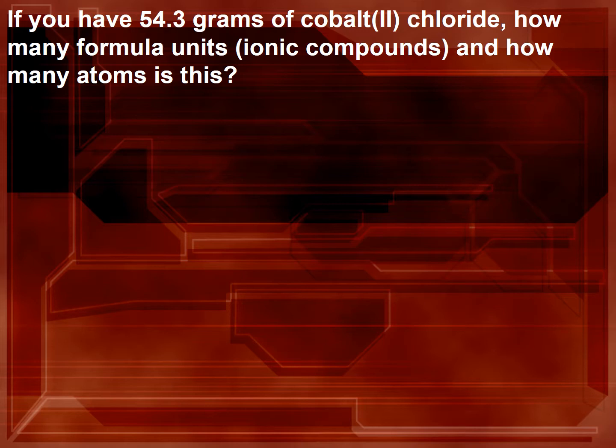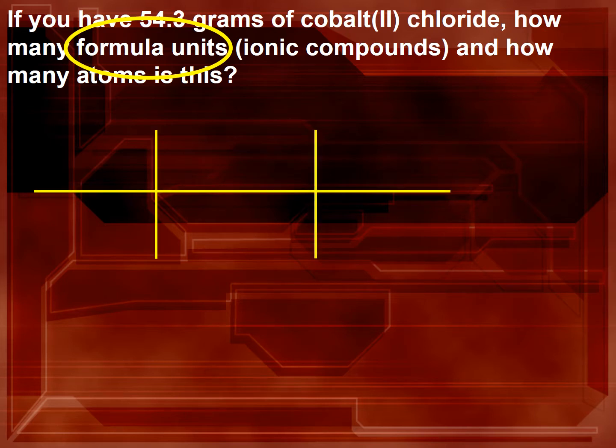Suppose you have 54.3 grams of cobalt-2 chloride. How many formula units? That's for an ionic compound. And how many atoms is this? So we've got two questions here. Let's look first at the formula units.